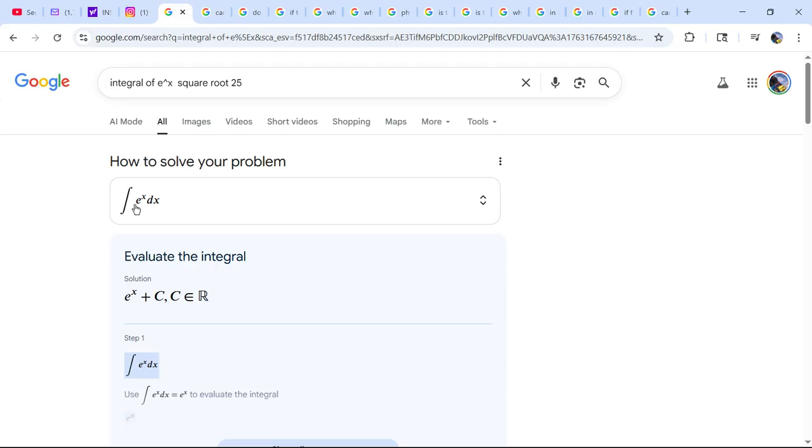And so yeah, this part is just called the integrand. And then this is your differential. I did not know that.